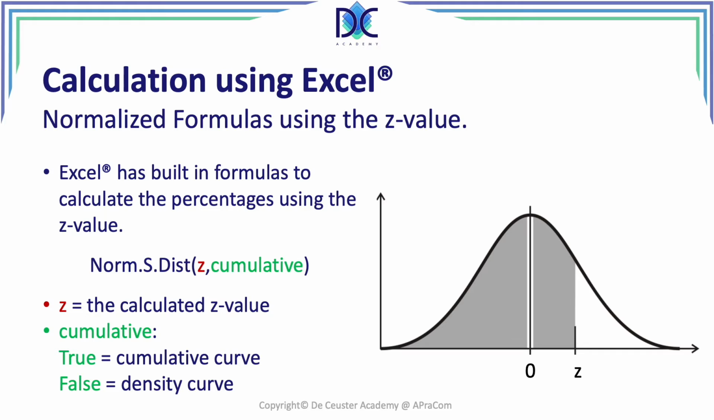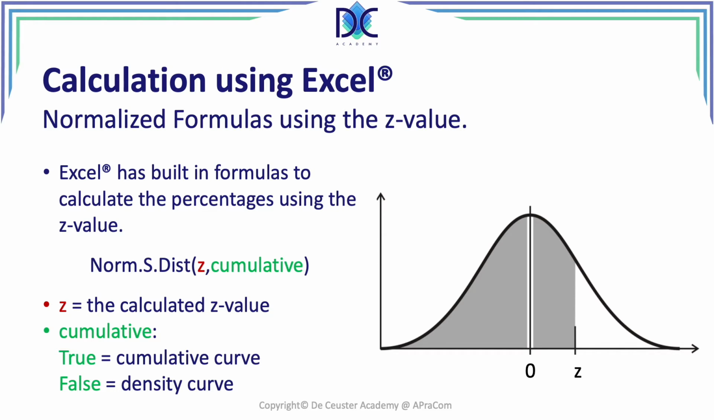The cumulative parameter provides two possibilities. We can find the cumulative curve, so we find the gray surface, so the integral of the density curve, or when we put there false, we find the value of the density curve at the Z value. What we are doing most of the time, we're looking at the percentages.